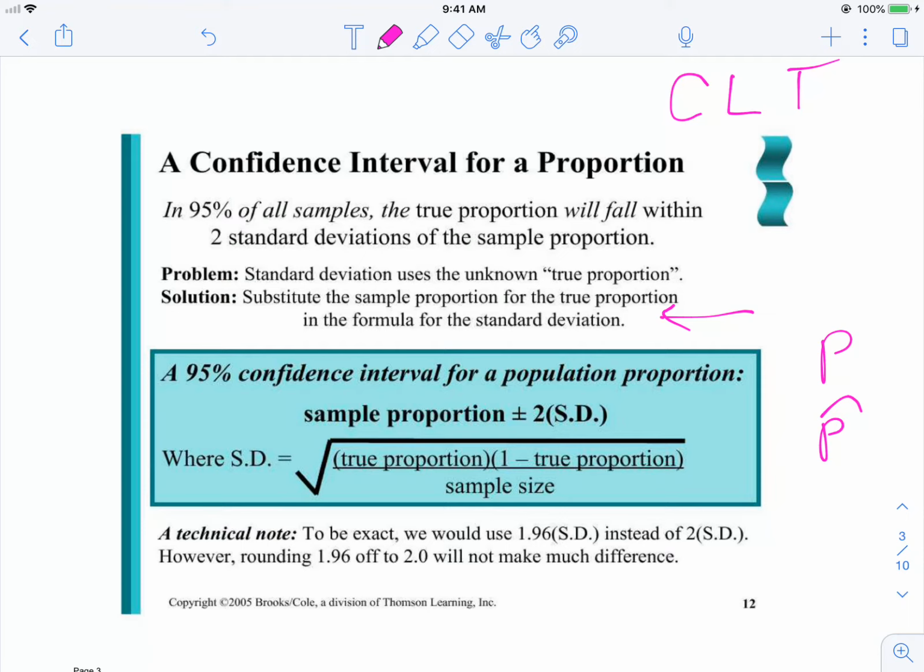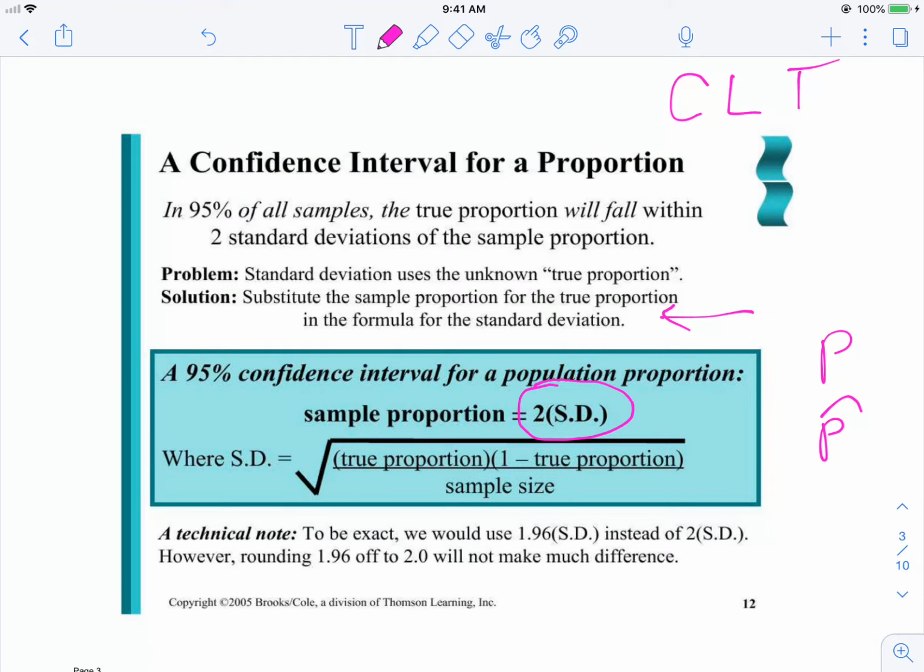Okay? Now, you're taking that sample proportion, P hat, and much like margin of error, because this is essentially the same thing, you're going 2 of these standard deviations above and below. So plus or minus 2 standard deviations creates that 95% confidence interval.